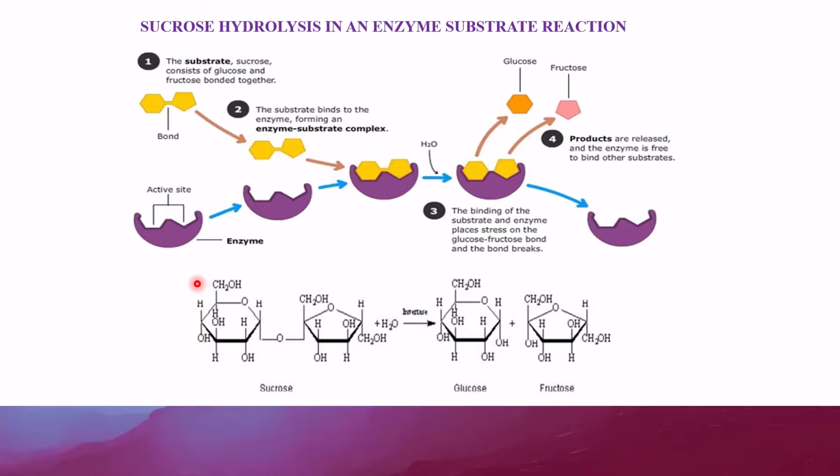Also, the enzymatic reaction can be seen like this, where invertase in the presence of water is able to hydrolyze or break down the alpha 1, beta 2 glycosidic bond of the sucrose substrate to produce a molecule of glucose and fructose.